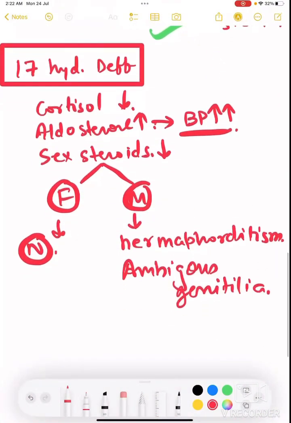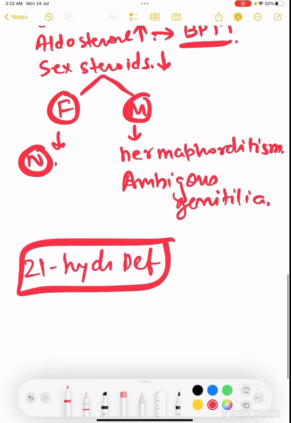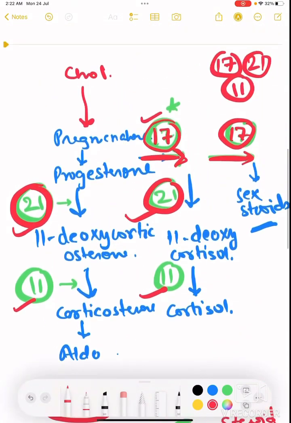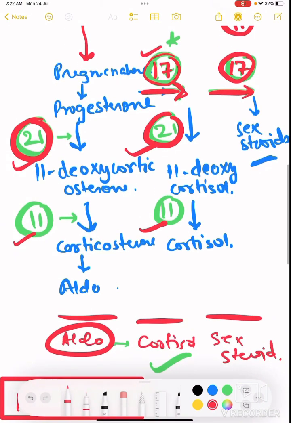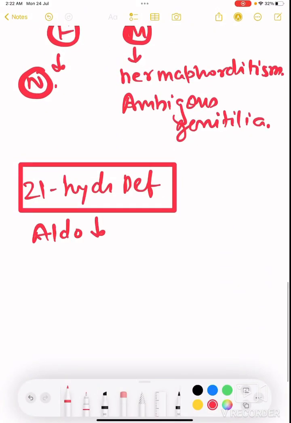21 hydroxylase deficiency. In 21 alpha hydroxylase deficiency, what will happen? See over here, we can see that the 21 alpha hydroxylase enzyme is present both in the aldosterone and the cortisol pathway. That's why both aldosterone and cortisol will not be formed, right? So aldosterone low, cortisol low, and because aldosterone is low, BP will also be low, right?